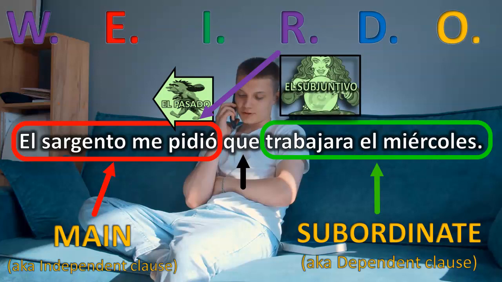Now, later on, not in this video, we're going to talk about the sequence of tenses and how the first verb relates to the second verb. And here, they're both in the past tense, right? He already asked me this. El sargento pidió que yo trabajara. Okay, so we're talking about something that has already occurred.